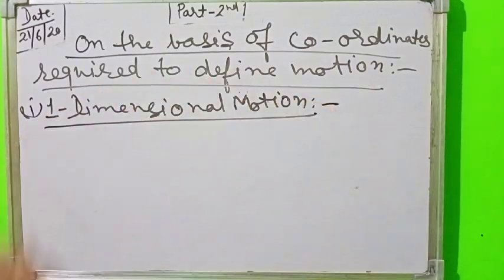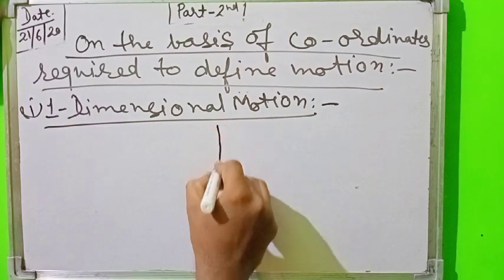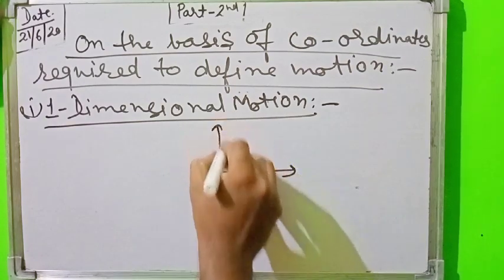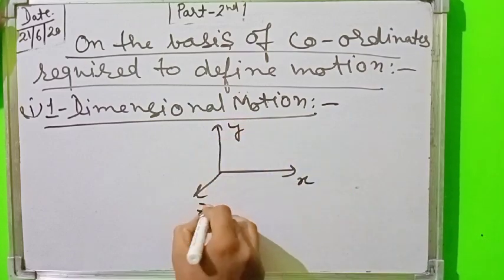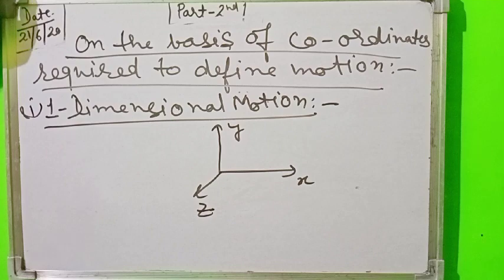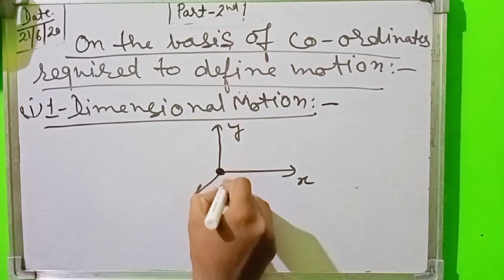One-dimensional motion. What is the meaning of one-dimensional motion? If only one of the coordinates is changing for specifying the motion of the object. Suppose this is two dimensions, x-axis, y-axis, and z-axis. Okay, this is the origin.